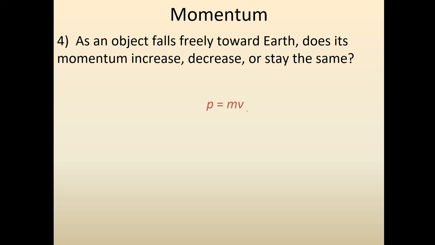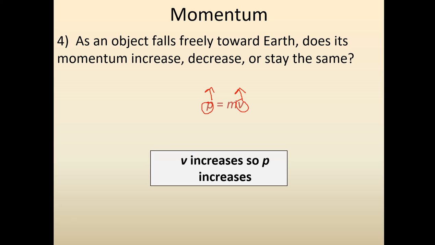So we have to compare the velocity now. As the object falls, it gets faster and faster. So since the velocity increases, that means the momentum increases. Both momentum and velocity have a direct relationship. So when one increases, the other one also increases.